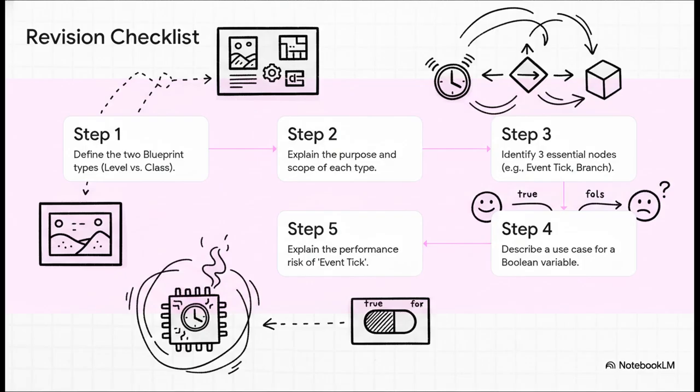4, give me a real-world example of using a Boolean variable. And 5, why is putting a bunch of logic in event tick so risky for performance? If you can nail all 5 of those, you have a really solid foundation to build on.